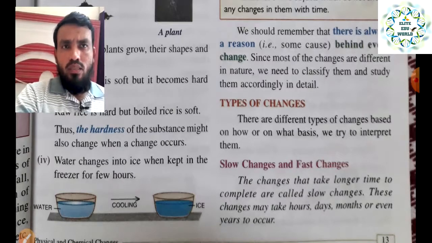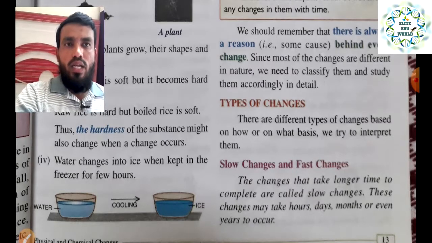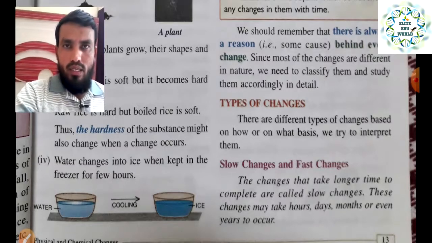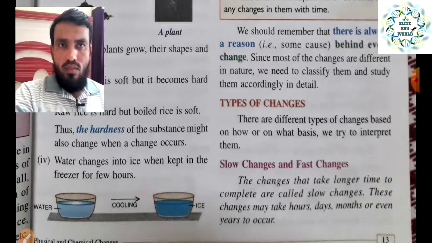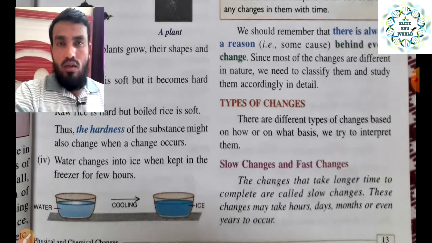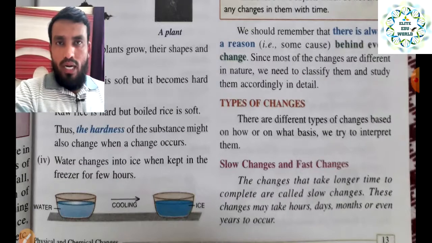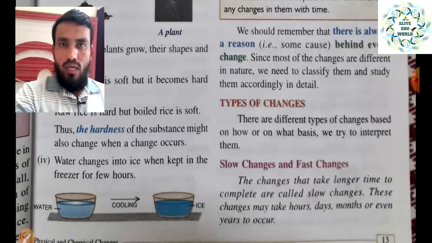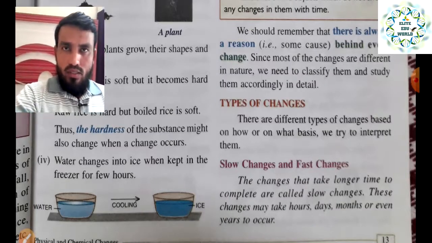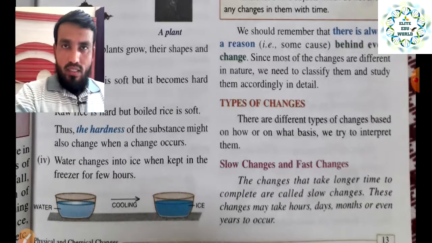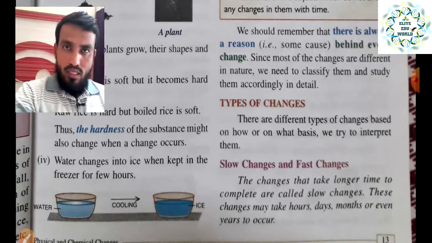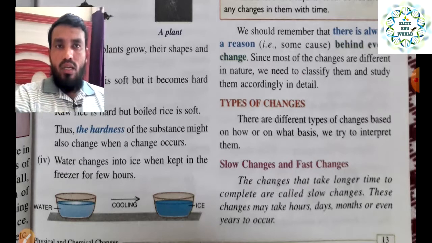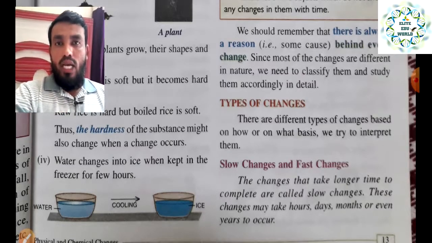And since most changes are different in nature, we need to classify them and study them accordingly in detail. Some differ in state, some have different reasons, some are slow changes, some are fast changes. For better understanding we do classification, because classification is always better for understanding. So we can classify changes into physical change, chemical change, slow change, fast change, desirable change, and undesirable change. These are several categories.